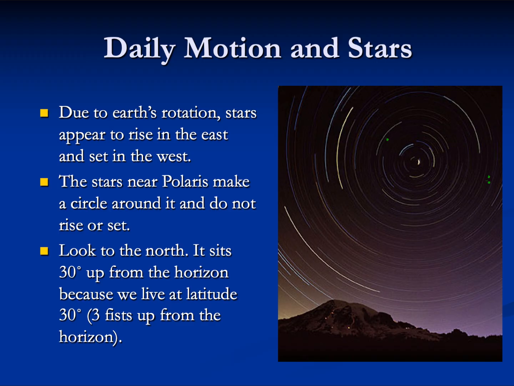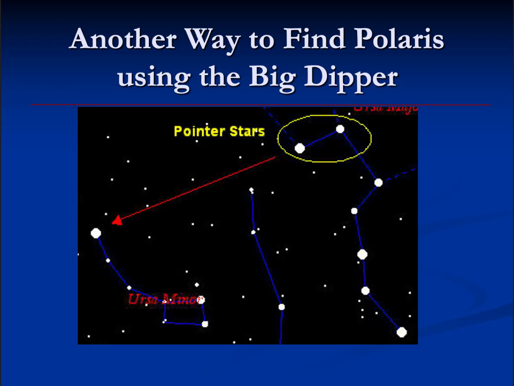In Pensacola, Polaris sits 30 degrees up from the northern horizon because we are located on latitude 30 degrees north. Now don't get up and north confused. If we were standing on the North Pole, the North Star would be directly overhead. But since Earth is tilted and Pensacola is at 30 degrees north latitude, we see Polaris 30 degrees up from the horizon.